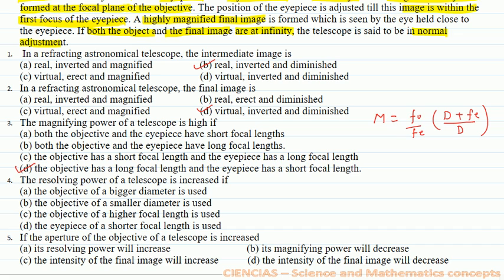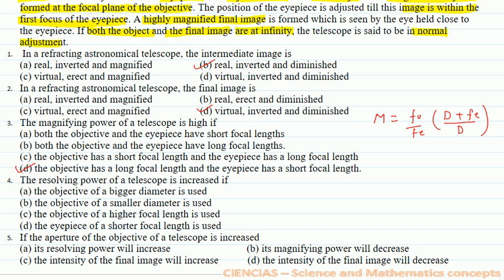Now question number 4. The resolving power of telescope is increased if option A, the objective of bigger diameter is used. Option B, the objective of smaller diameter is used. Option C, the objective of higher focal length is used. Option D, the eyepiece of shorter focal length is used.